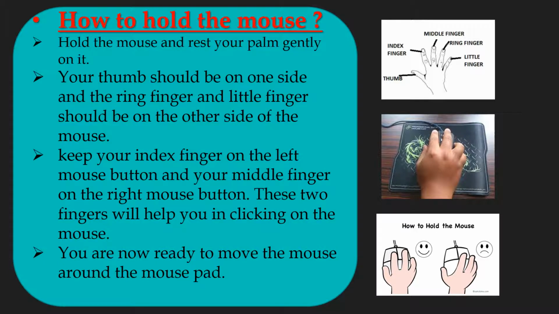Now see these pictures. The smiley one is the correct way to hold the mouse, and the sad one is the incorrect way to hold the mouse.